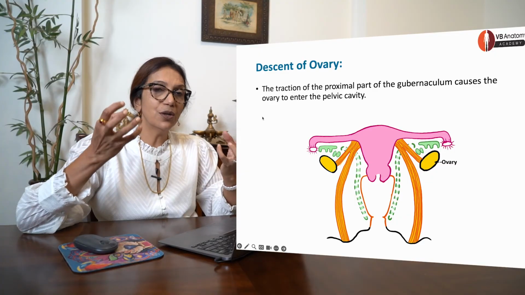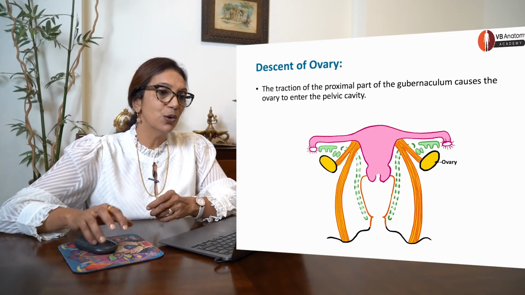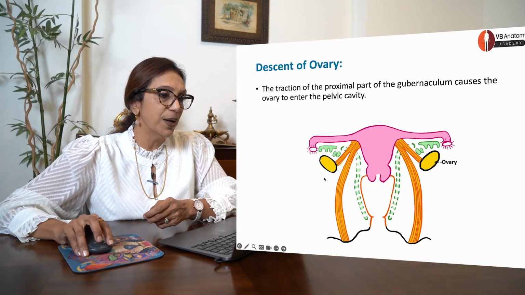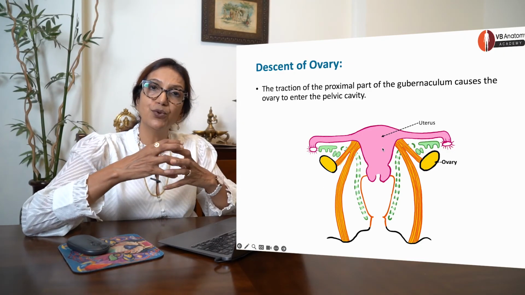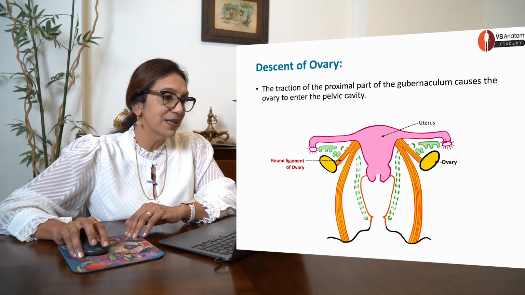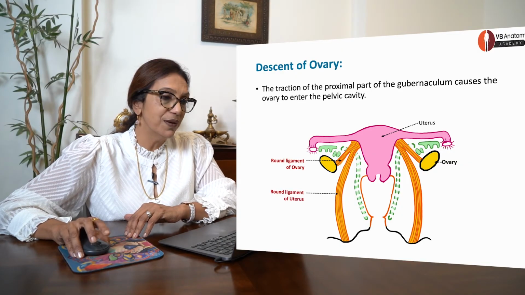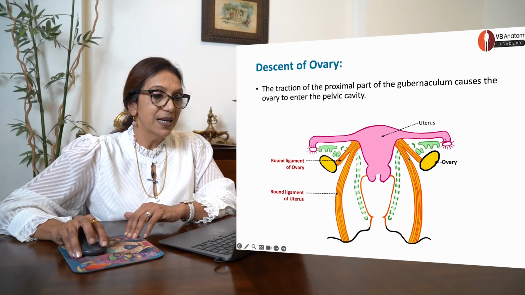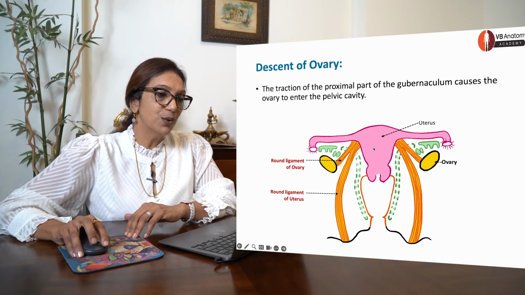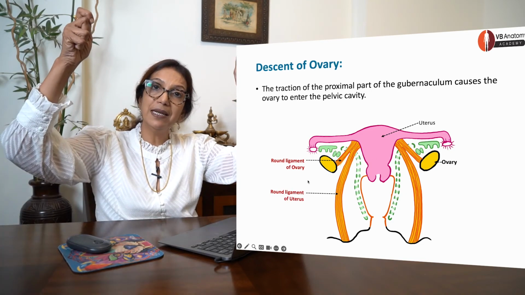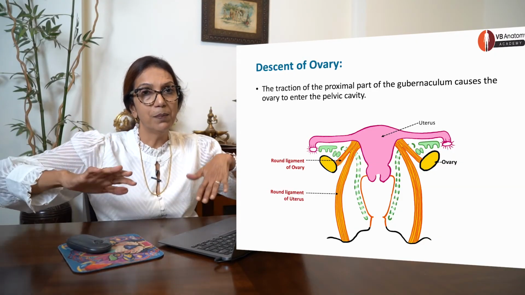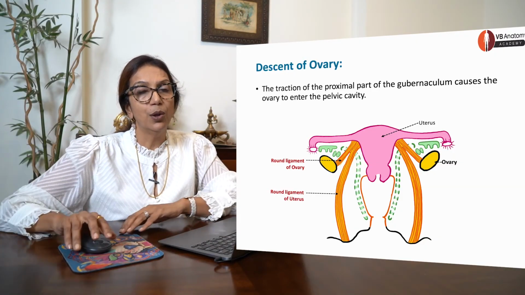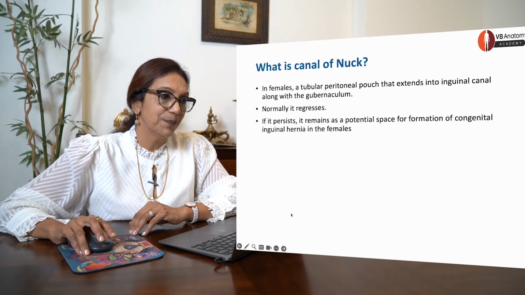Now the traction of this gubernaculum slowly begins to cause the ovary to enter into the pelvic cavity. So here is the uterus formed by fusion of the two paramesonephric ducts. Here's the round ligament of ovary, the round ligament of uterus. This is the ovary. So you can see how the ovaries, from being right up there, have now descended down into the pelvic cavity, lying along the wall of the pelvic cavity.